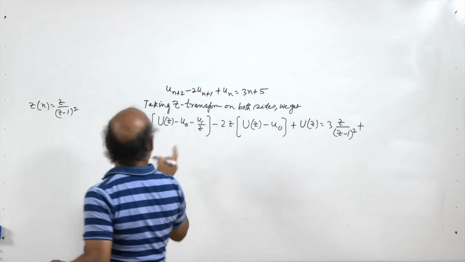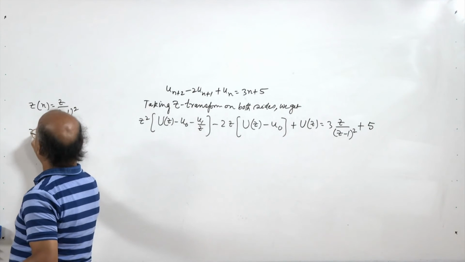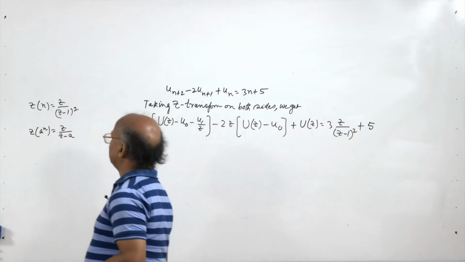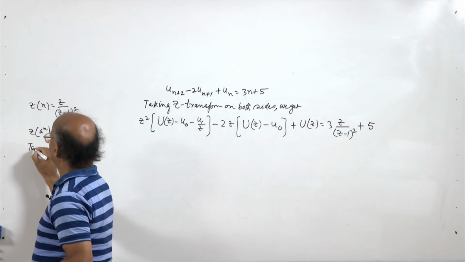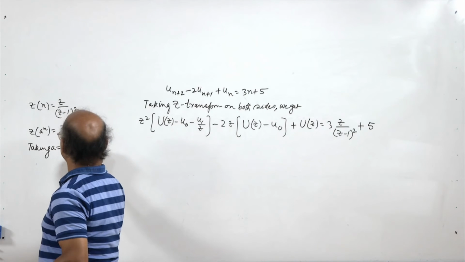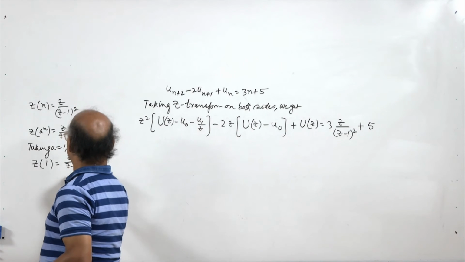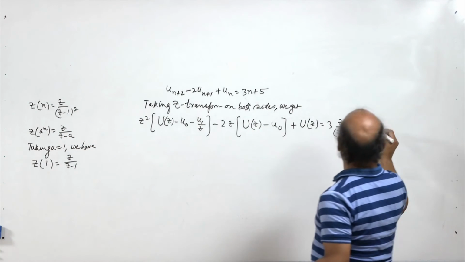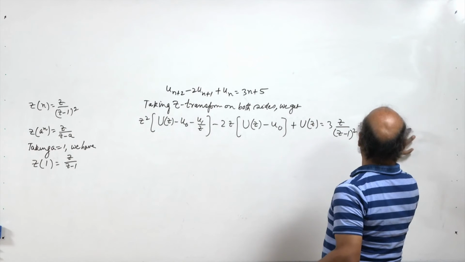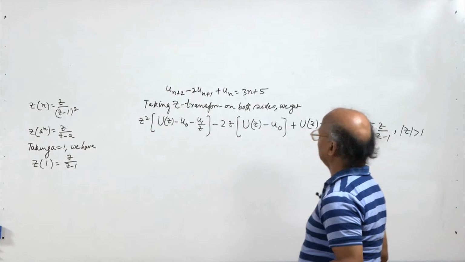So, this is z over (z minus 1) whole square, and z transform of 5 is a constant. So, we need to know the z transform of 1. Z transform of a to the power n was equal to z over z minus a, provided mod of z is greater than a. So, taking a equal to 1 here, we have z transform of 1 is equal to z over z minus 1, provided mod of z is greater than 1 for these to be true.